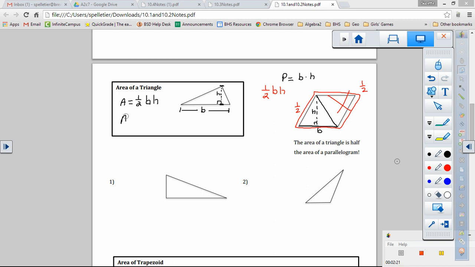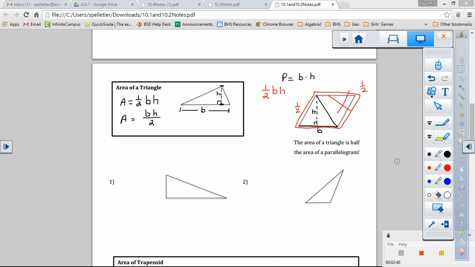Sometimes you're going to see it written like this, base times height over 2. So 1/2 of the base times the height, or take the base times the height and divide it by 2. Dividing by 2 is breaking something in half. So you'll see those formulas two different ways.